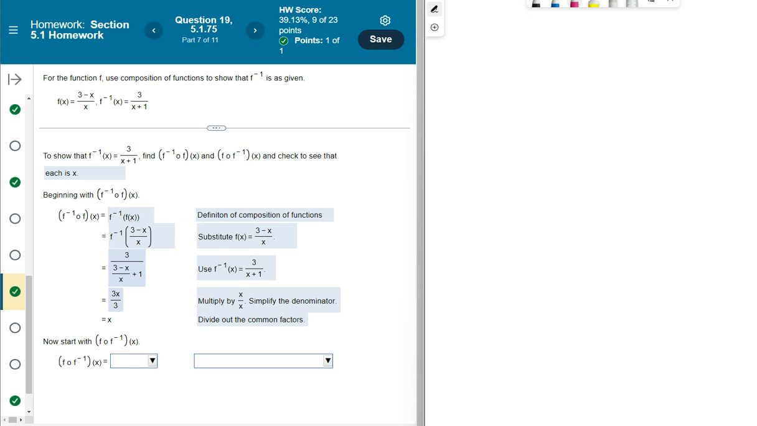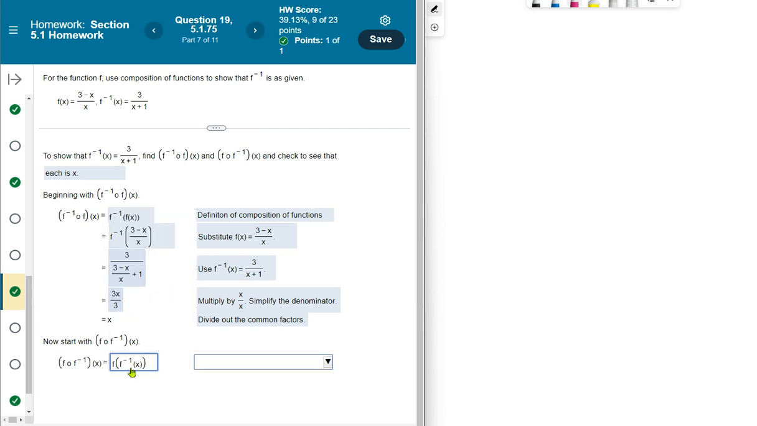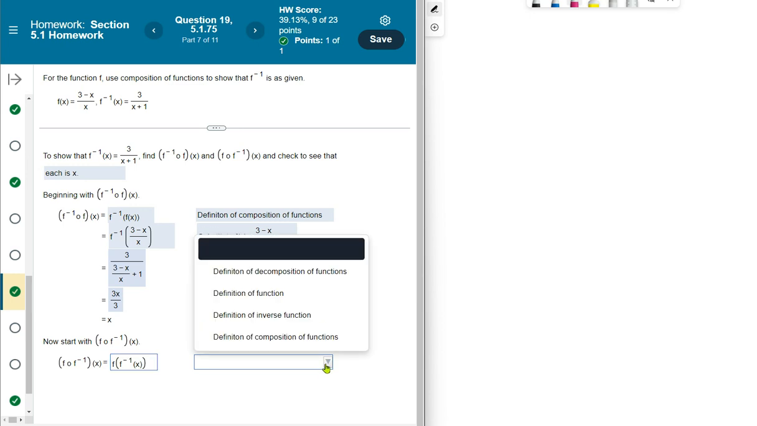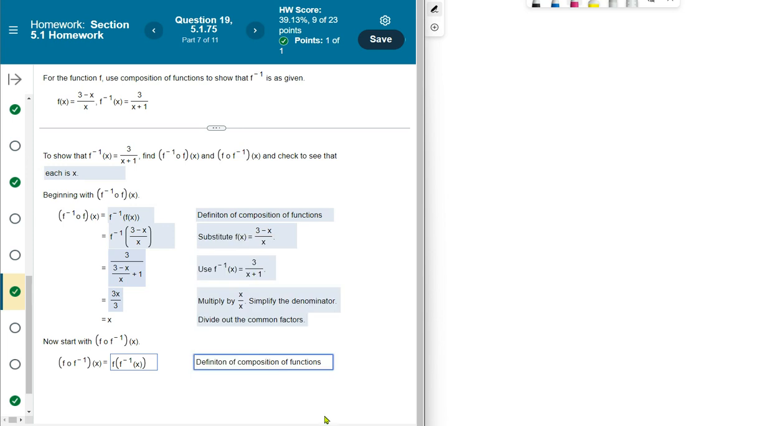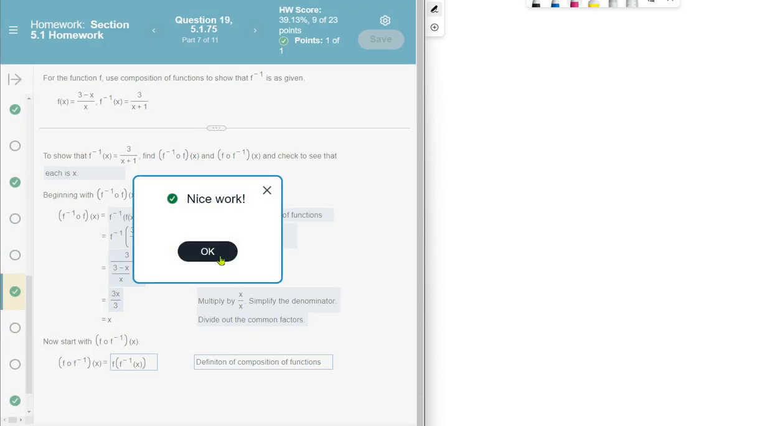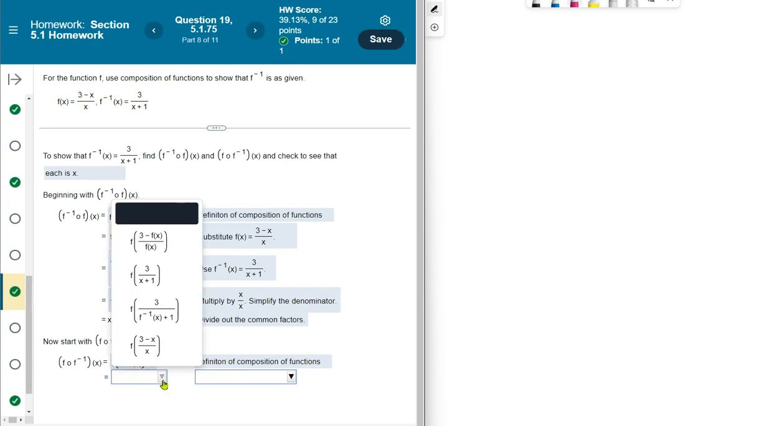All right, so the second half of this, we are now going to calculate. It says start with f inverse of x, which means the other way to write that is f of, in parentheses, f inverse of x. And again, that is the definition of composite functions. You're putting a function within a function. Nice work.